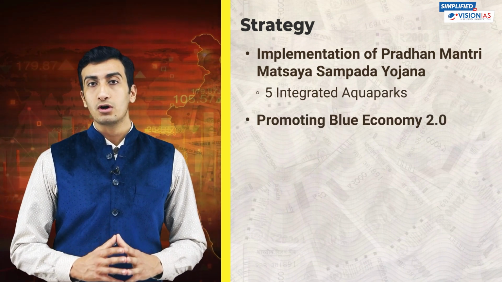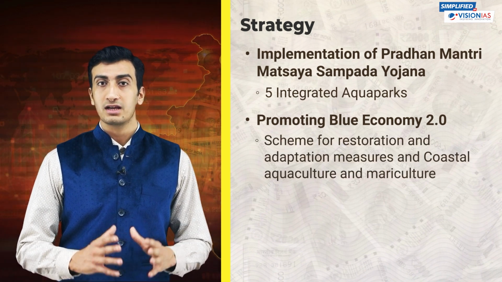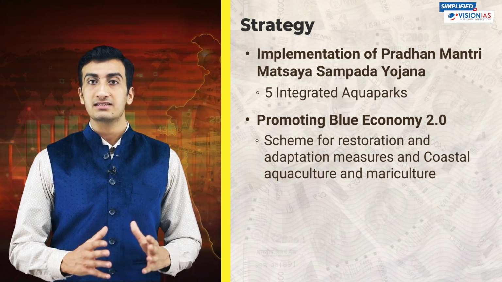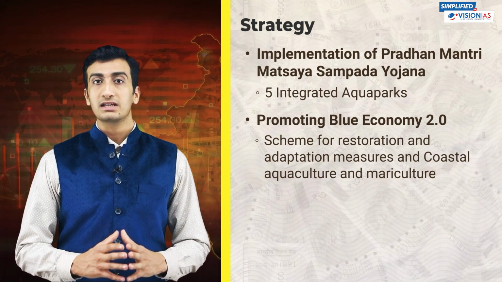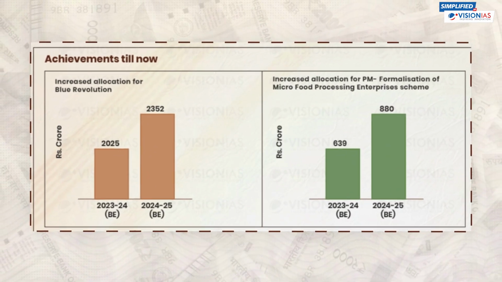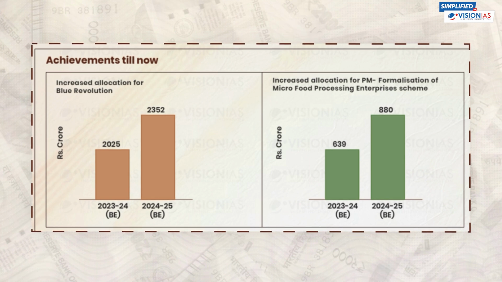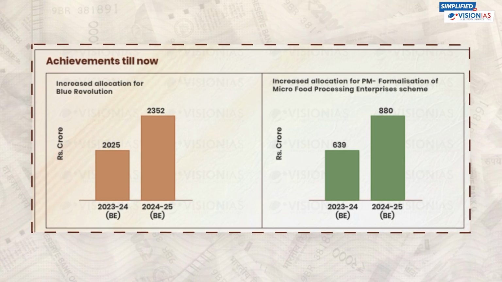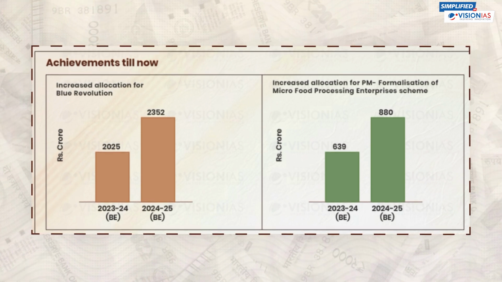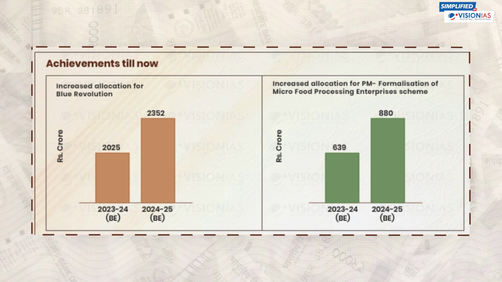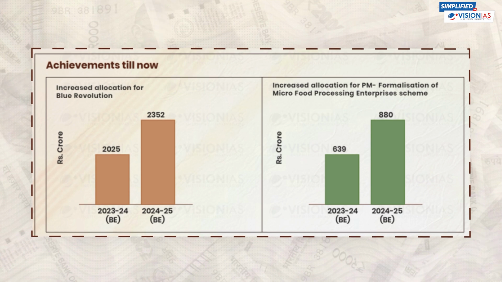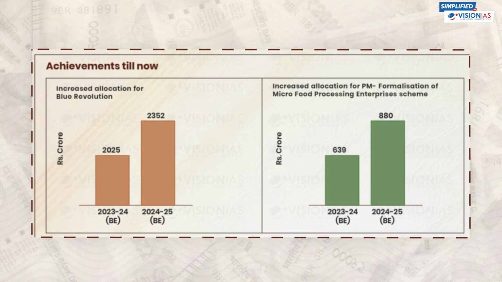Moreover, to promote the Blue Economy 2.0, a scheme for restoration and adaptation measures and coastal aquaculture and mariculture with an integrated and multi-sectoral approach will be introduced. Let's also take a look at some achievements till now. There has been a significant increase in allocation for Blue Revolution from Rs 2,025 crores to Rs 2,352 crores in 2024-25. Also, there is an increase in allocation for the PM Formalization of Micro Food Processing Enterprises scheme from Rs 639 crores in 2023-24 to Rs 880 crores in 2024-25.